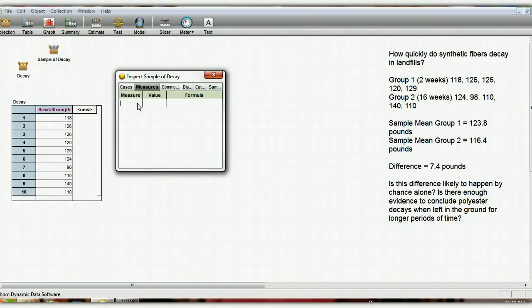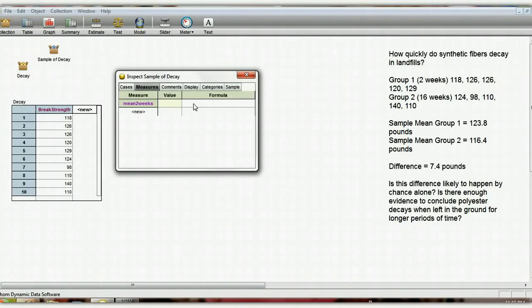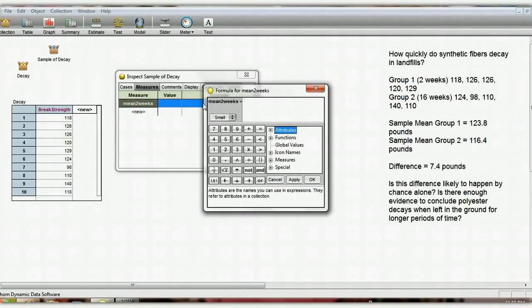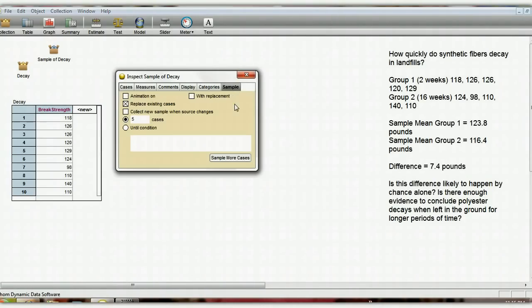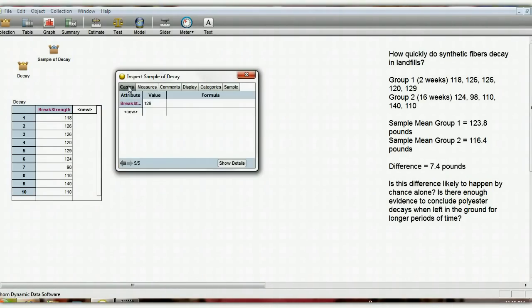So we're going to create 3 different measures here. The first one is the mean for 2 weeks. These 5 that we're selecting here at random will represent the 5 that are randomly assigned to group 1. And so all we have to do here is calculate the mean break strength for those 5 that were selected. For that particular set of 5, the mean was 123.4. And for this group that I just selected, the mean was 126.